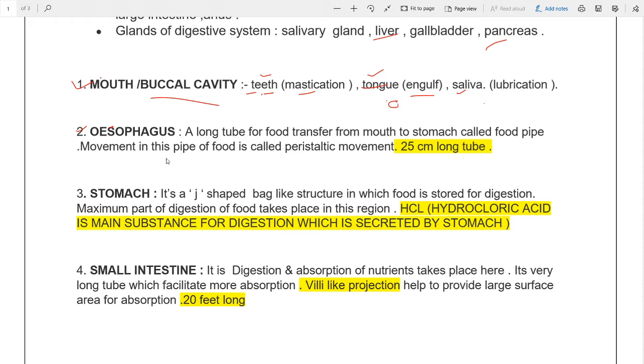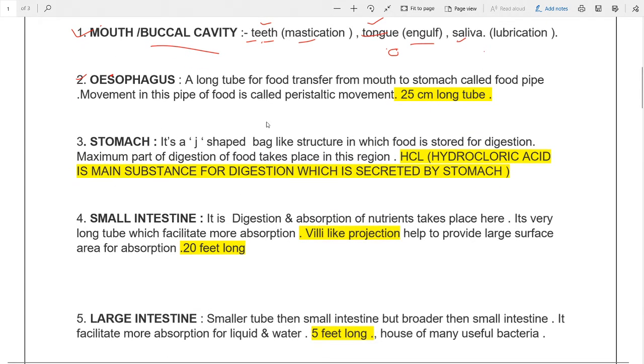The next part is the esophagus. It's a long tube which transfers the food from the mouth to the stomach, called the food pipe, and the movement of food in this pipe is called peristaltic movement. This is a very important movement which takes place from the esophagus to the small intestine to the anus, almost everywhere we have tube-like structures in our digestive system. It's a wave-like movement which happens in the tubes of the digestive system. The esophagus is approximately 25 centimeters long.